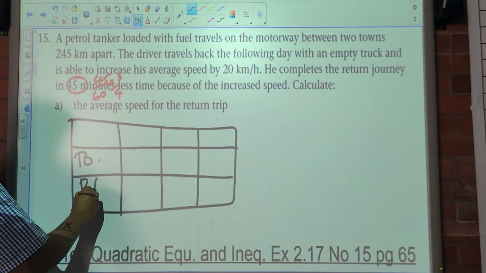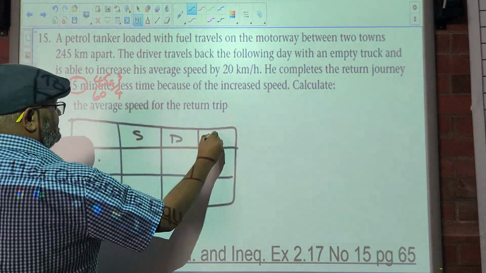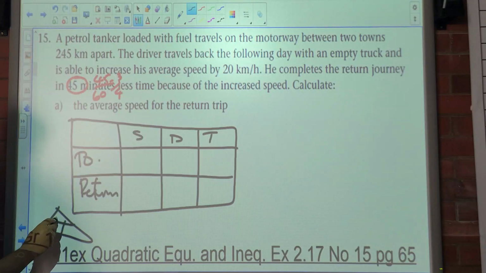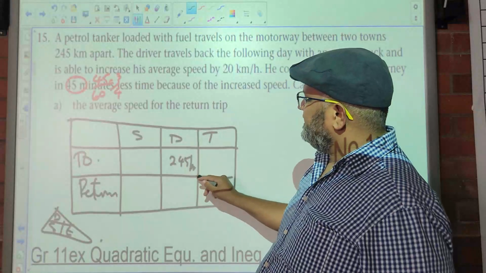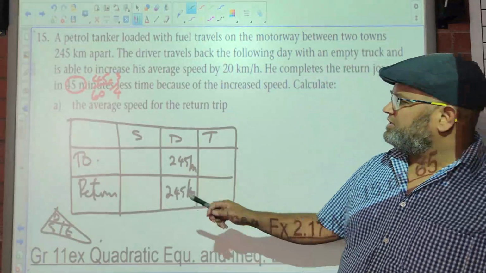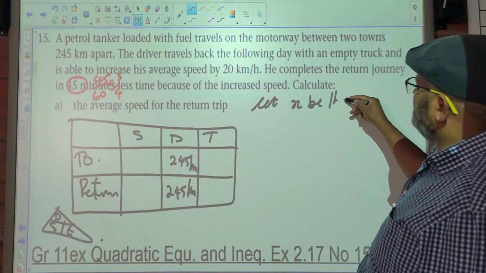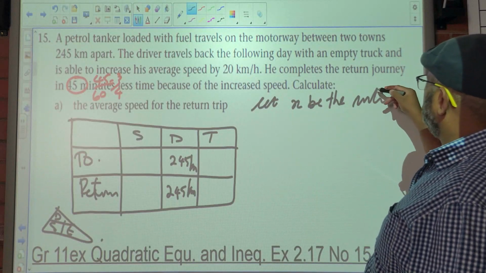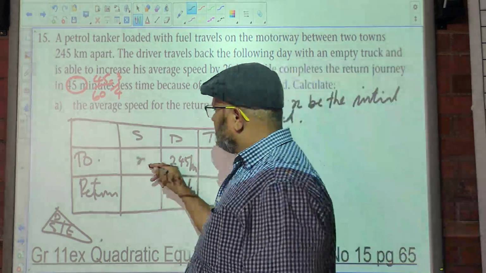And the return. Speed, distance, time. So we're not going to say how we know that D must be on top. So that's your triangle. So the distance between the two towns is 245. If it returns, it will also be 245 kilometers. So you say let x be the initial speed of the trip. So that's x.